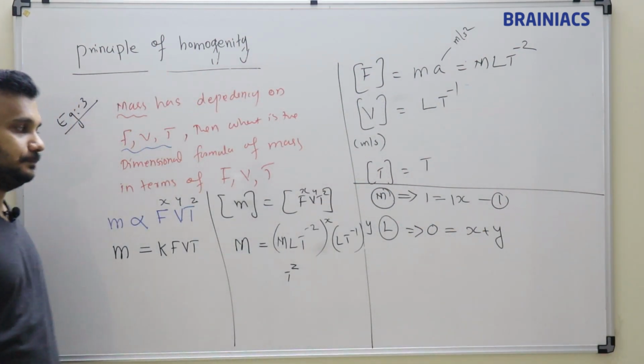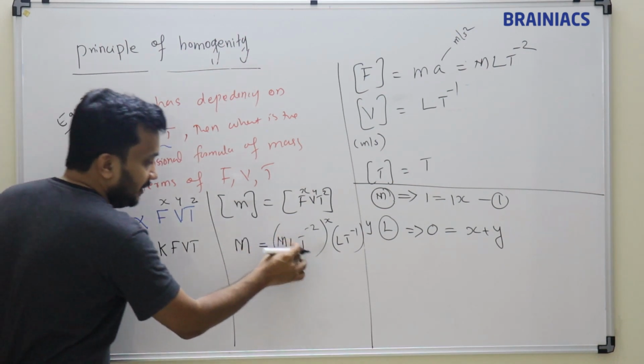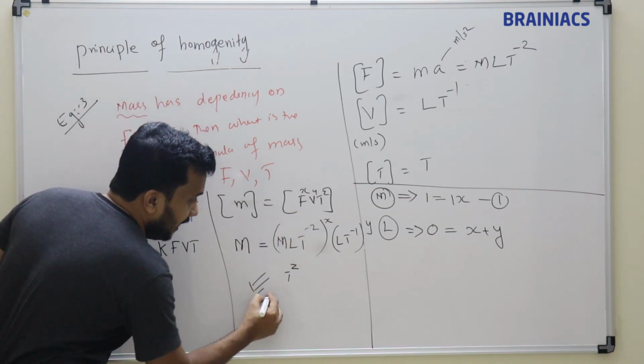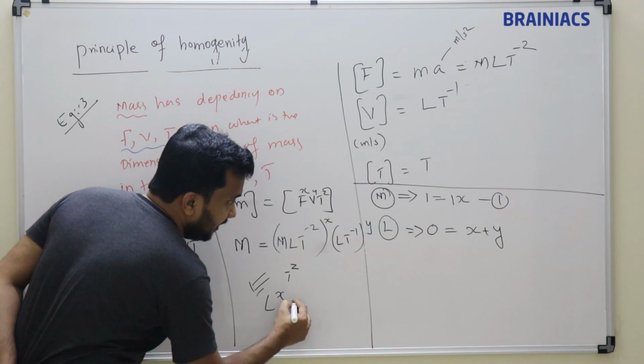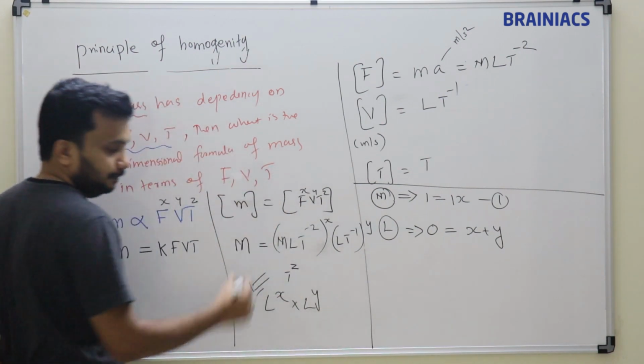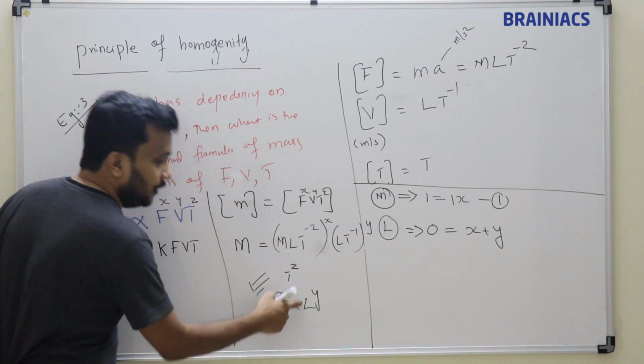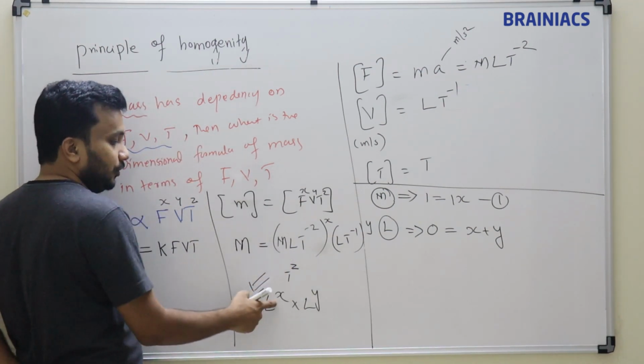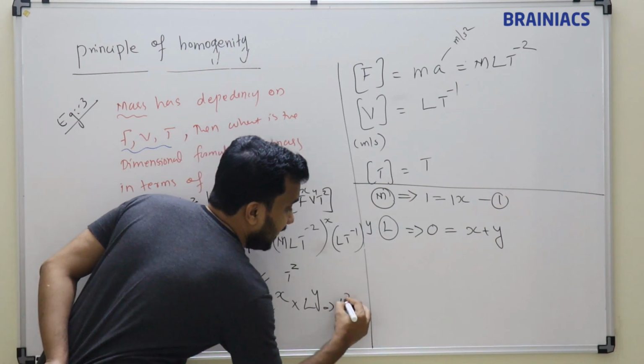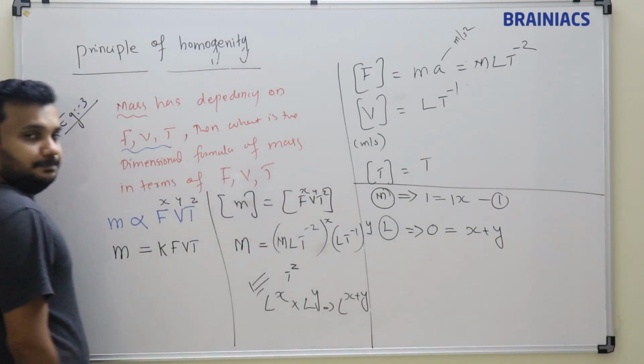Two terms. So actually how does it come? L power X multiplied with L power Y. In mathematics, L power X into L power Y is equal to L power X plus Y.